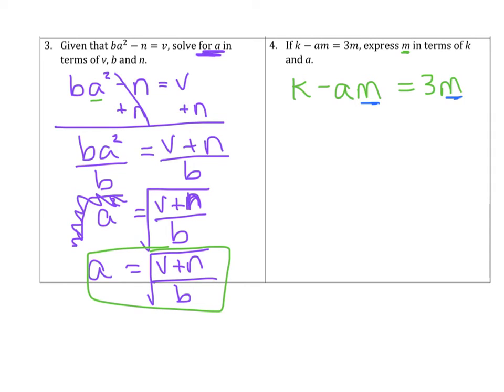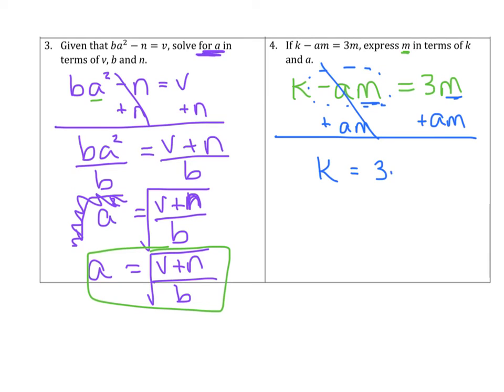Well, when that happens, I want those to be on the same side of the equal sign to start off. So the first thing I want to do is move this AM term over with the 3M term. So I'm going to go ahead and move it by adding it to both sides. So I get K is equal to 3M plus AM. All right, now how does that help me?